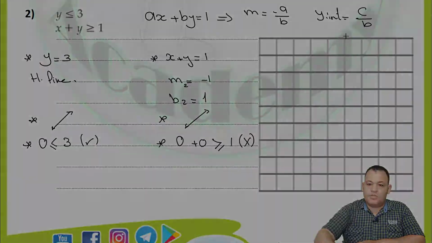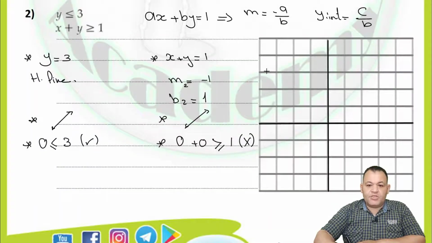Now graphing on the coordinates. If you graph line number 1, we have a horizontal line parallel to the x-axis and intersecting the y-axis at the point 3. So the first line will be a solid line, and the shaded part will be below the line.